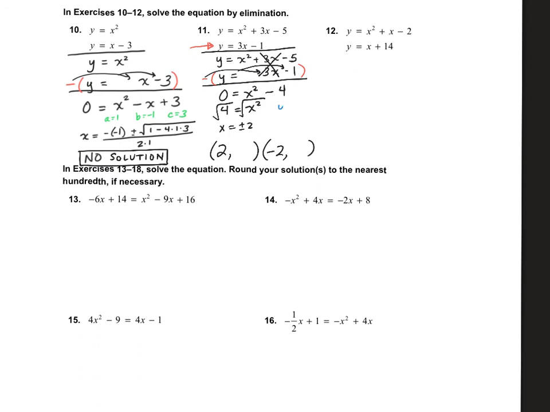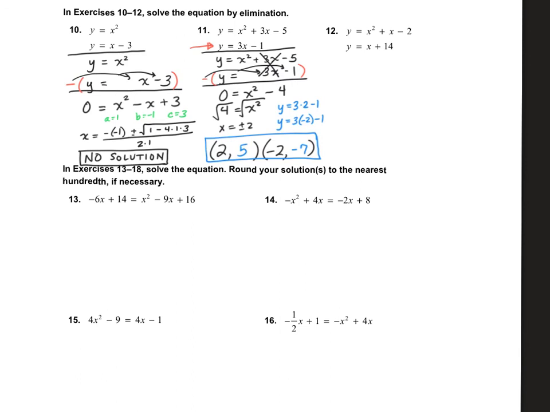So we have y is equal to 3 times +2 minus 1, so that's 6 minus 1, which is 5. And now I'm going to plug in the -2. So y is equal to 3 times -2 minus 1. So that's -6 minus 1, which is -7. So here are my two answers for number 11. That is where they would intersect if we were to graph these two equations.